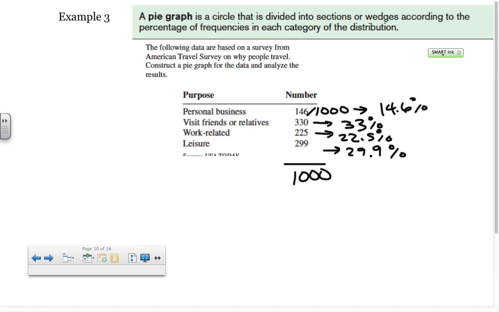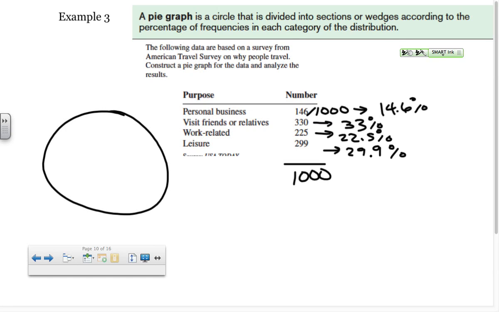Now, creating this pie chart, it is split up in a circle. If you had a perfect little circle, you could do it in 360 degrees, and each little notch would be a degree, and you don't have one of those, so I'm just going to be guesstimating here.